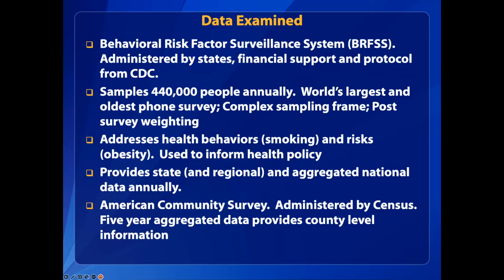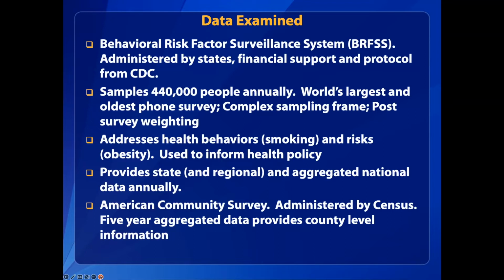The second survey that we are using in this is called the American Community Survey. The American Community Survey is part of the census. It's administered by the census, and it's an ongoing survey. It's not just conducted once every 10 years. You can aggregate data over a five-year period and begin to make county-level estimates, and that's what we're going to rely on for our estimates of county-level data. So we've got two surveys, both of which ask the same question.